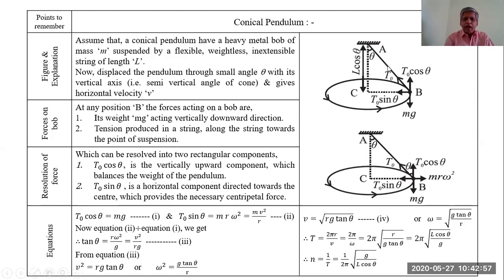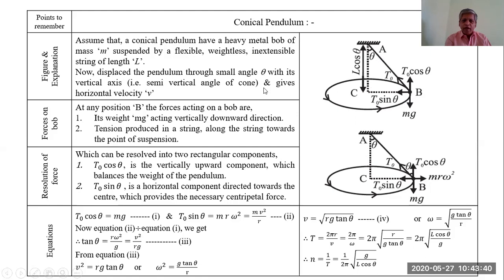Here the explanation from the diagrams is given. Assume that a conical pendulum has a heavy metal bob, considered as a point mass M, suspended by a flexible, weightless, inextensible string of length L. Now this is displaced through some small angle theta with its vertical axis, that is also called the semi-vertical angle of the cone, and given a horizontal velocity V. At that horizontal velocity, it performs horizontal circular motion.